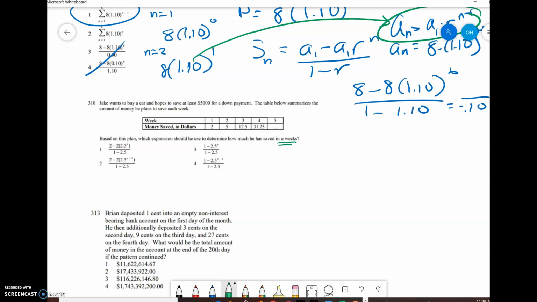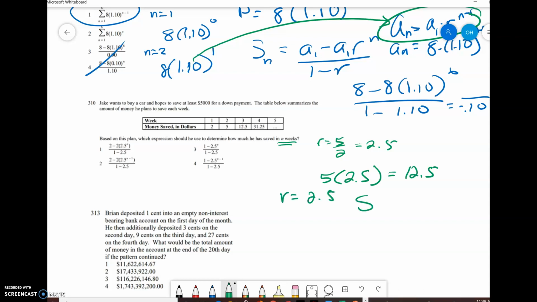We need to figure out whether this is arithmetic or geometric. To go from 2 to 5, I would add 3, but I do not add 3 to go from 5 to 12.5, so it can't be arithmetic. To be geometric, r would have to be 5 over 2, or 2.5. And if I do 5 times 2.5, I do get 12.5. So my common ratio is, in fact, 2.5.